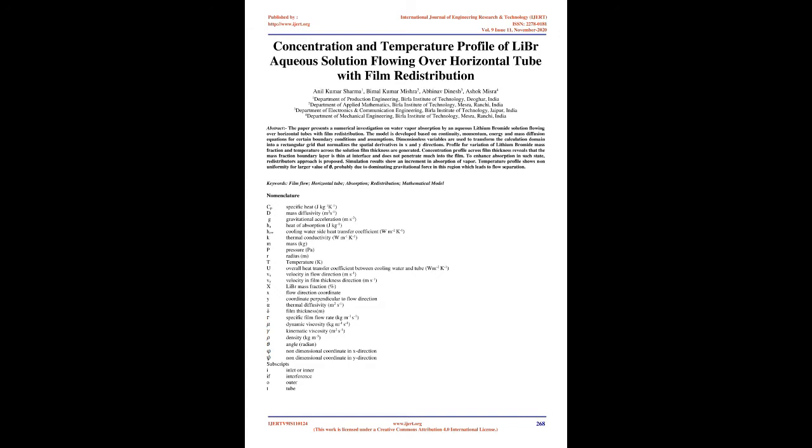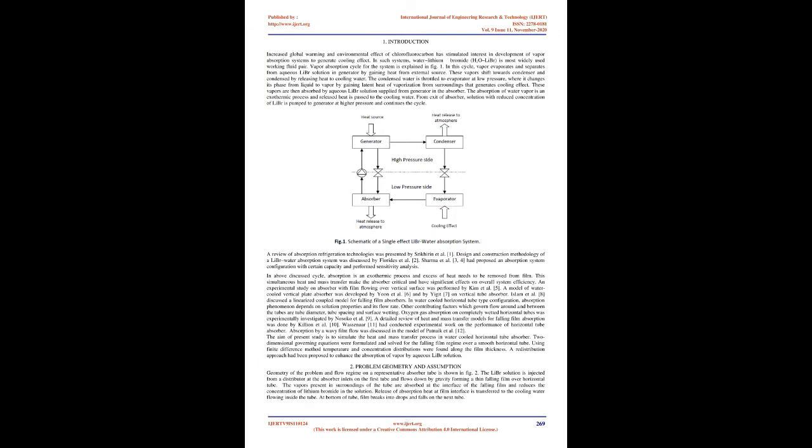generate cooling effect. In such systems, water and lithium bromide, H2O-LiBr, is the most widely used working fluid pair. Vapor absorption cycle for the system is explained in Figure 1. In this cycle, vapor evaporates and separates from aqueous LiBr solution in the generator by gaining heat from an external source. These vapors shift towards the condenser and are condensed by releasing heat to cooling water.